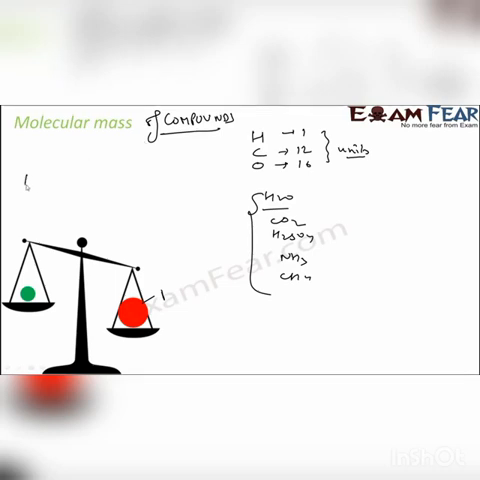So let's try to find water. Water has two hydrogen and one oxygen. What is the molecular mass of one hydrogen? 1 unit. What is the molecular mass of one oxygen? 16 units. So total, 2 plus 16 is 18 units. It's pretty easy, right? So with this you can find the molecular mass of water.